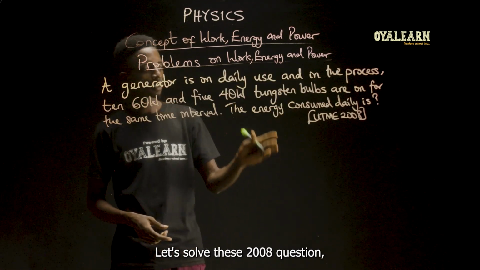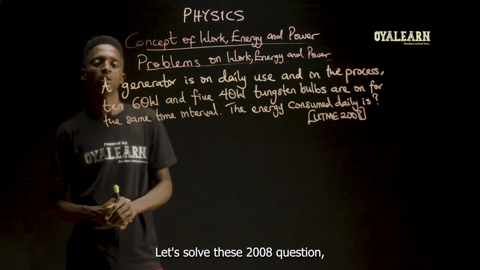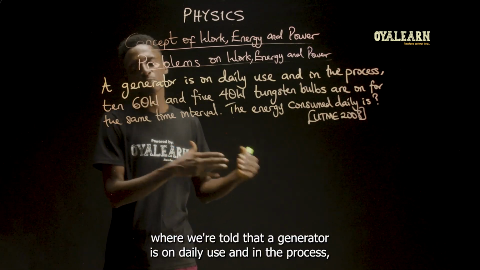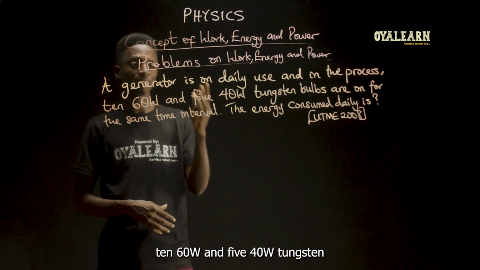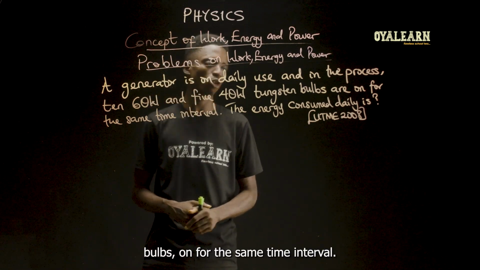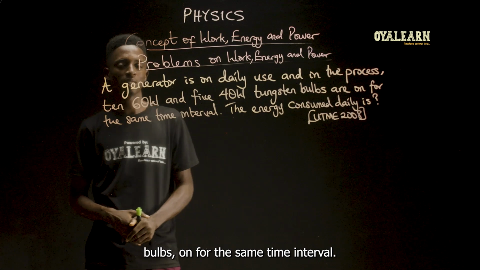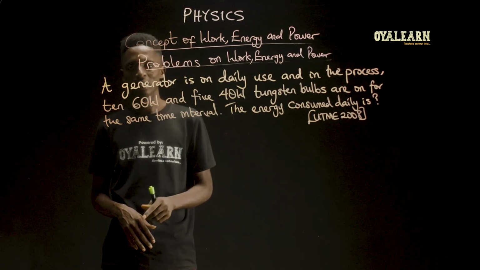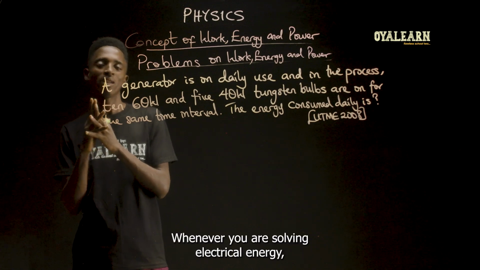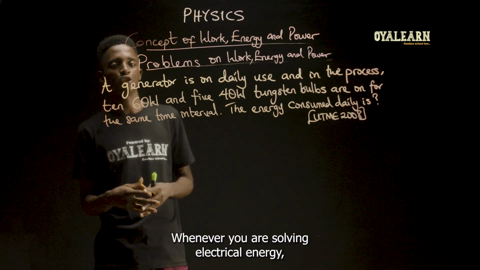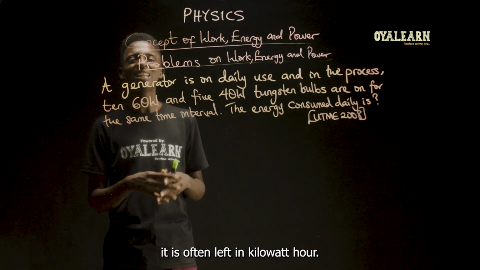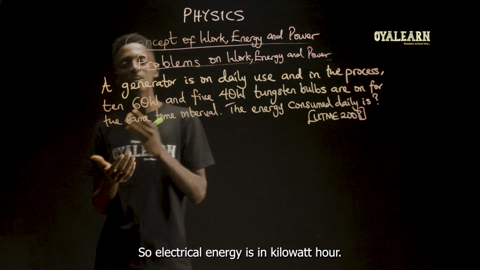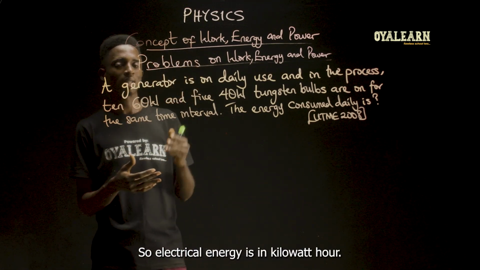Let's solve this 2008 UTME question where we're told that the generator is on daily use, and in the process 10 60-watt and 5 40-watt tungsten bulbs are on for the same time interval. Now we have to find the energy consumed daily. Now here's a hint for you. Whenever you're solving electrical energy, it is often left in kilowatt hour. Okay, so electrical energy is in kilowatt hour.